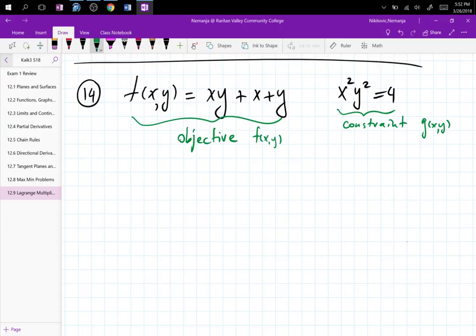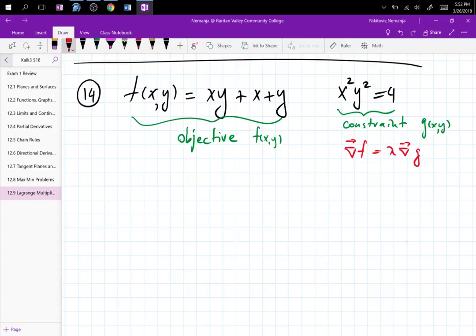The formula we are using to compute Lagrange multipliers is del f equals lambda del g. We are remembering that del is the vector of partial derivatives, and we just put the arrow above the triangle to denote that it's a vector quantity.